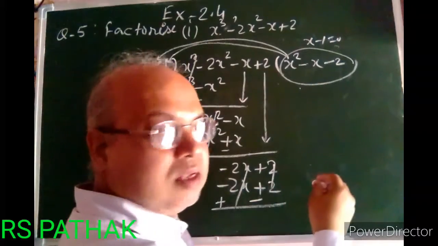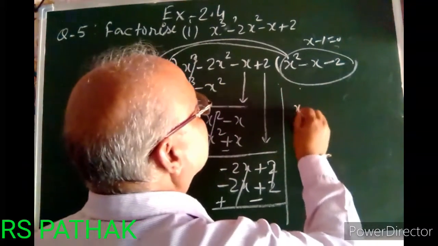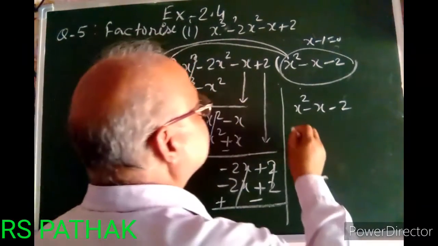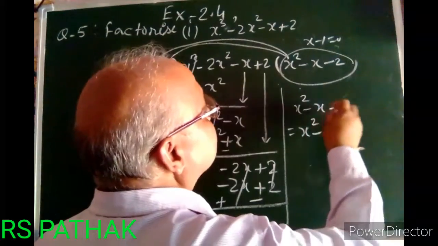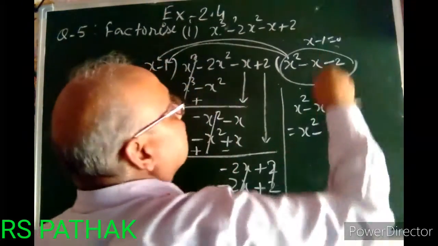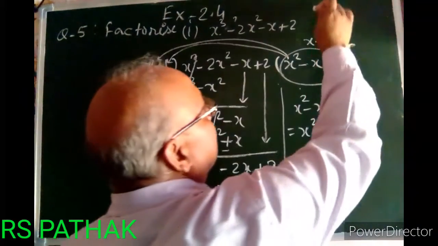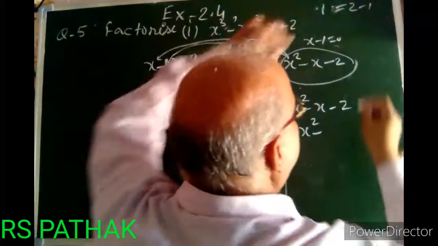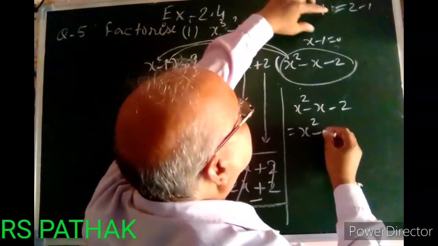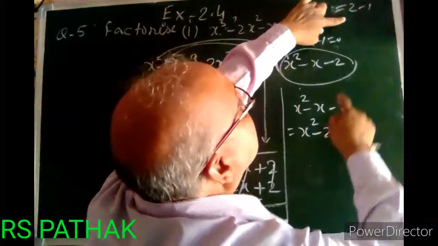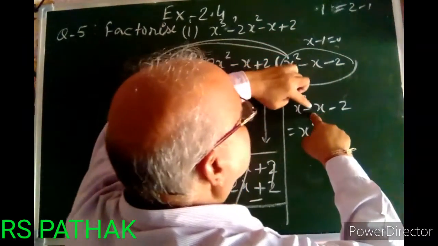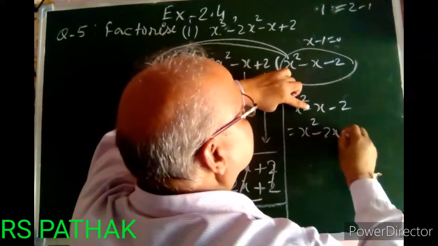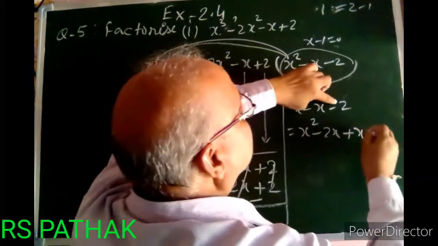Now you have to do its factorization. X square minus x minus 2. You have to factorize. How will you factorize? X square minus x, the coefficient of x is 1. 1 will be broken into 2 minus 1. Therefore, we can write x square minus 2x, this minus, there is a negative sign before it, and plus x, and minus 2.